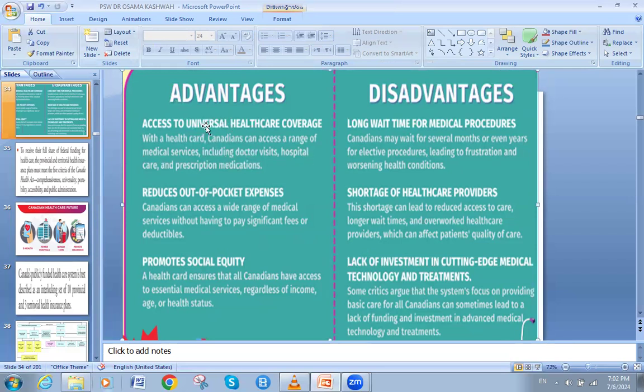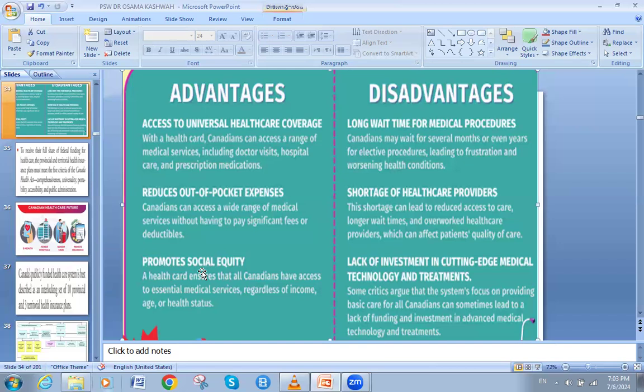Advantages: access to universal healthcare, the accessibility, like we said before. Everybody is eligible for the healthcare services. Reduced out-of-pocket expenses. This is the second thing. Because the Canadian system makes it no cost, it affords a range of medical services without having to pay, because as Canadians, we don't pay for the healthcare. Promote social equity, so no difference between people, all have the same accessibility, all have the same access into the healthcare system in Canada here.